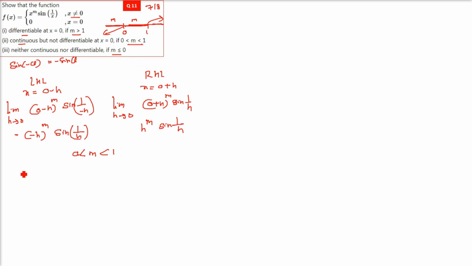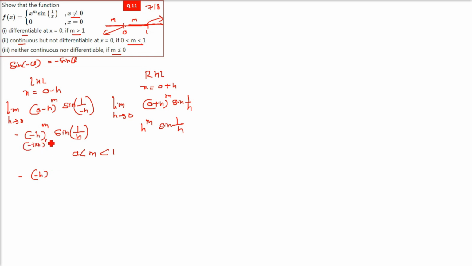We can make this function or the value which we have found more easier. I'll just tell you how, because when the LHL and RHL are almost equal, we don't have to do 2 steps, check for LHL and RHL. We can just do it for both of them. I'll just tell you how to do this. Minus h to the power m. See, minus h can be written as minus 1 into h.